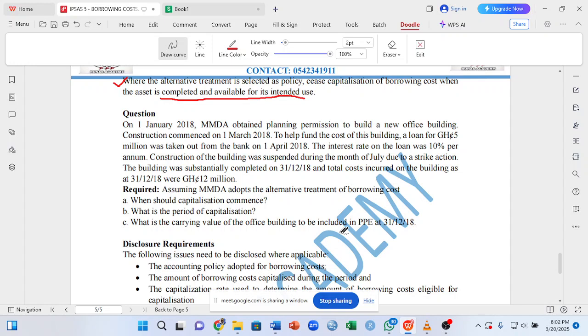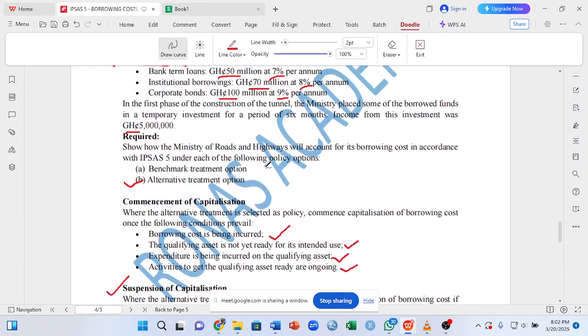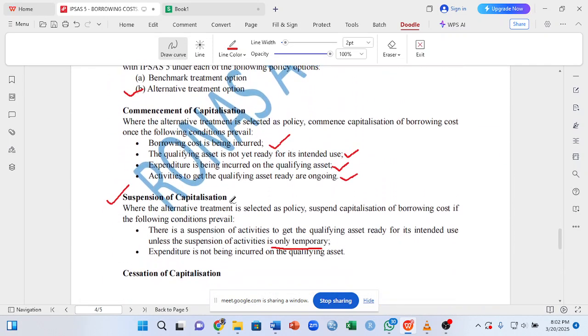So when should capitalization commence? Remember the conditions for capitalization. We said these four things. When they prevail, then capitalization will commence. Borrowing cost is being incurred. The qualifying asset is not yet ready for its intended use. The expenditure is being incurred, and activities to get the qualifying asset ready are ongoing.